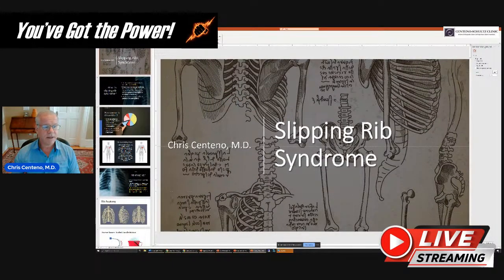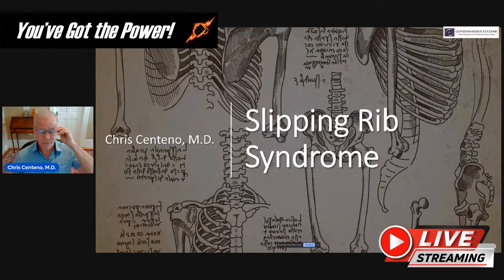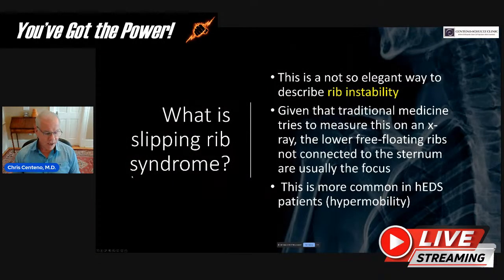Again, today's topic is slipping rib syndrome. This is kind of a weird name, to be honest with you, even though that's the name that you'll find on Google that really represents what we would call rib instability. So again, it's a not so elegant way to describe the concept of rib instability, meaning a rib or some ribs aren't stable. But if you look it up on Google, you'll see slipping rib syndrome. So we'll use these two terms interchangeably today.